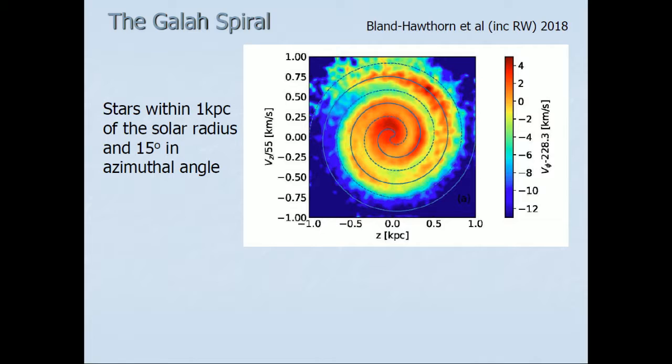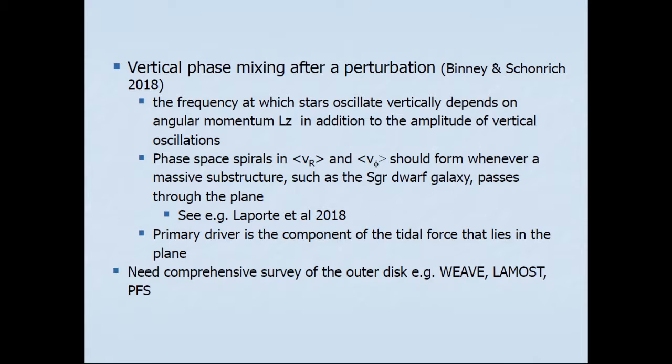What's going on? I think the best paper is one by James Binney and Ralph Schönrich, saying this is what you get if you have a disk and you hit it with a perturber. And of course we have one, the Sagittarius dwarf, which goes through the disk. In the disk, the frequency at which the stars oscillate vertically depends on the angular momentum, this azimuthal streaming velocity, in addition to the amplitude of vertical oscillations. And the way this works is that because the frequencies are all different, you get this phase wrapping. And you should get it, and we even have models predicting this.